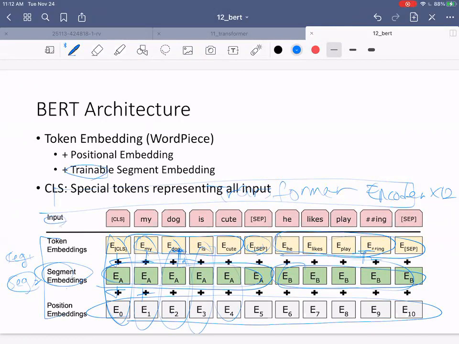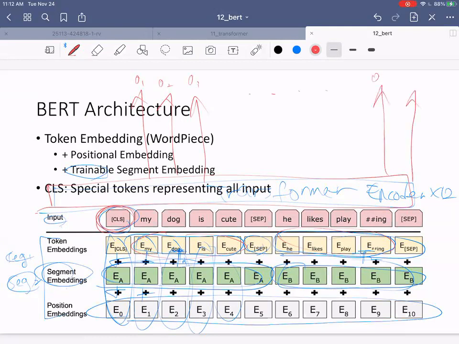And there's a caveat. There's a special CLS token, or classifier token, which is used to represent all the input. Because there's text one and text two, and of course there's a transformer layer on top, your transformer will output the same number of tokens as the input tokens. Let's call them output one, output two, output three, all the way to output nine and output 10. So this is your output.